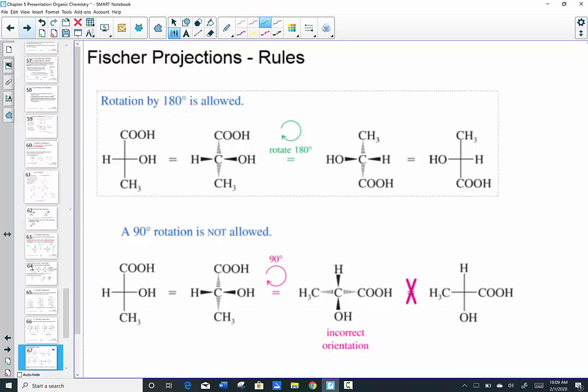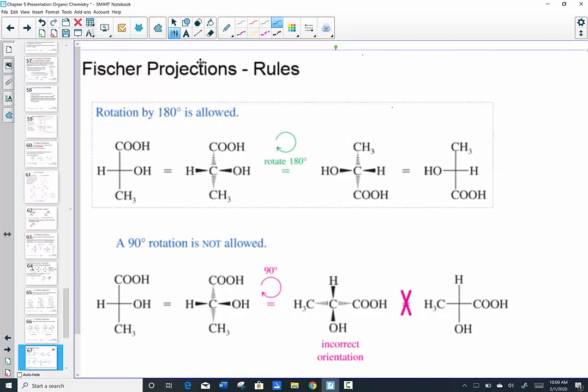So, some considerations about Fischer projections. We are allowed to rotate a Fischer projection by 180 degrees and not change the identity of the molecule. So if I take this compound and bring the COOH down, the methyl group would come up and everything just shifts by 180 degrees. That is completely the same compound.